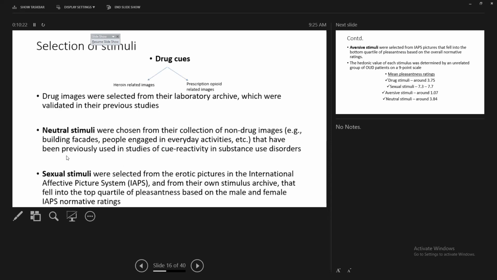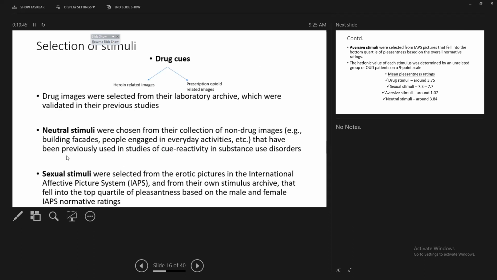Okay. Drug cues were given, which were basically two types: heroin related and prescription opioid related. You know the difference between heroin and prescription opioid related. How were the neutral stimuli taken? They were taken from a collection of non-drug images previously used in cue reactivity studies. From other studies, they have taken whatever neutral stimuli they have given, from other MRI studies.